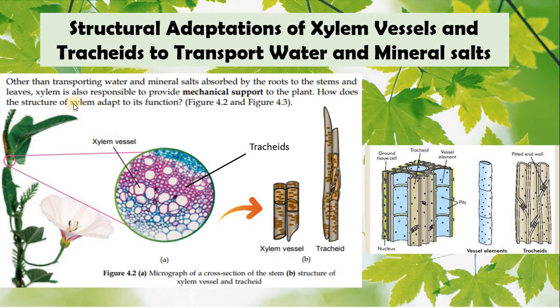How does the structure of xylem adapt to its function? Let's discuss this figure. These are the structure of the xylem. Xylem consists of xylem vessels and tracheids. All of these are tracheids. These are the xylem vessel and tracheids. You can see here, this one refers to the xylem vessel and this one refers to the tracheid. Make sure you can differentiate between the xylem vessel and the tracheid.